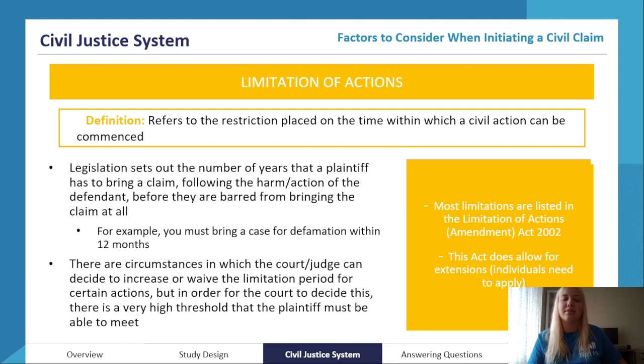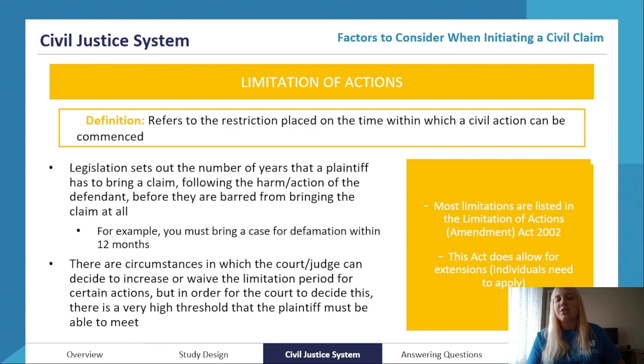So for almost every type of civil wrong, there is a time limit on how long the plaintiff can wait until they choose to initiate a claim against the defendant after the wrong has occurred. So they have a time limit. Legislation sets out the number of years that a plaintiff has to bring a claim following the harm or action of the defendant before they are barred, forbidden from bringing the claim at all. For instance, for defamation, lying about someone and ruining their reputation, it's 12 months.